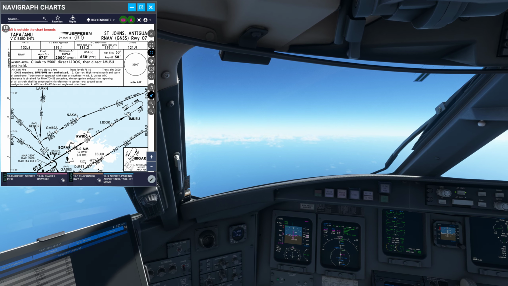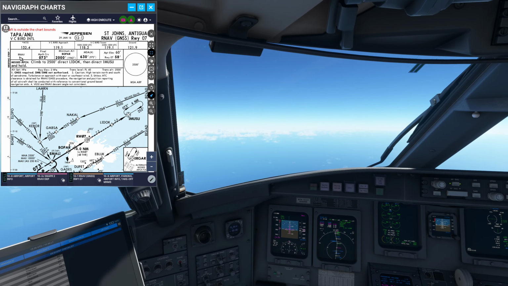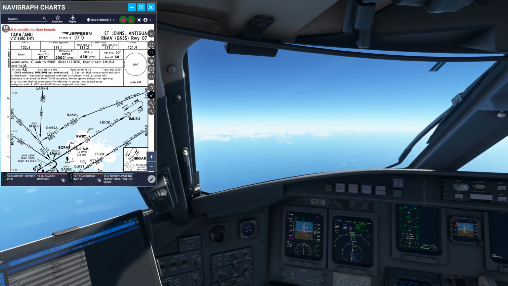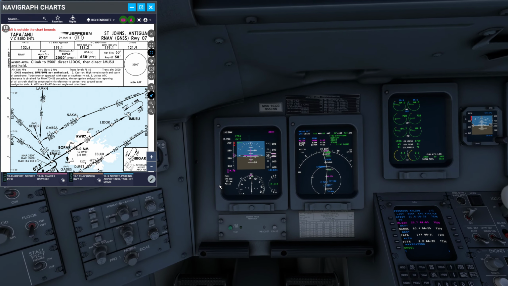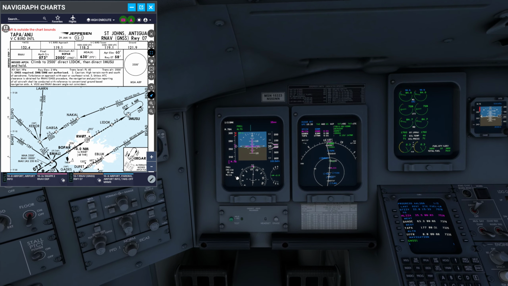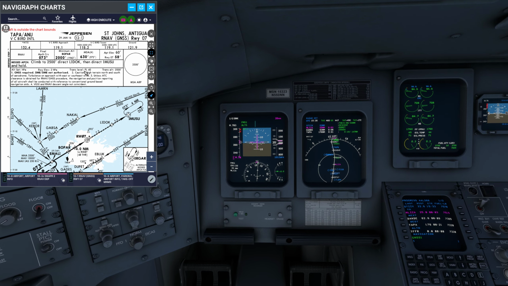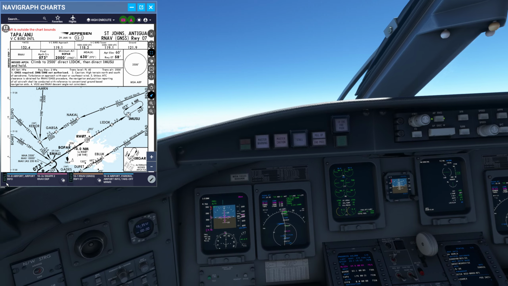But so this is an RNAV approach. That's important to know, because if it's an RNP approach, this airplane cannot fly an RNP approach. Final approach course is 073. That's important because later on, when we're in the terminal area, we're going to have a course right here, and it should be 073. And if it's not, we need to make sure we adjust it with this right here.